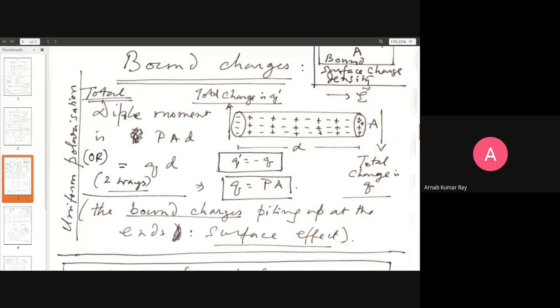And what is the volume? Area of cross-section, capital A, multiplied by D. So A into D is the volume, P is the polarization. So that is one way of looking at the dipole moment, P into A into D. And the other way is Q into D. Okay, so if this is equal to this, then the two D's will cancel and Q will be equal to P into A. Okay, so there is something to look at in this particular formula. Q is equal to P into A, and a few points also.